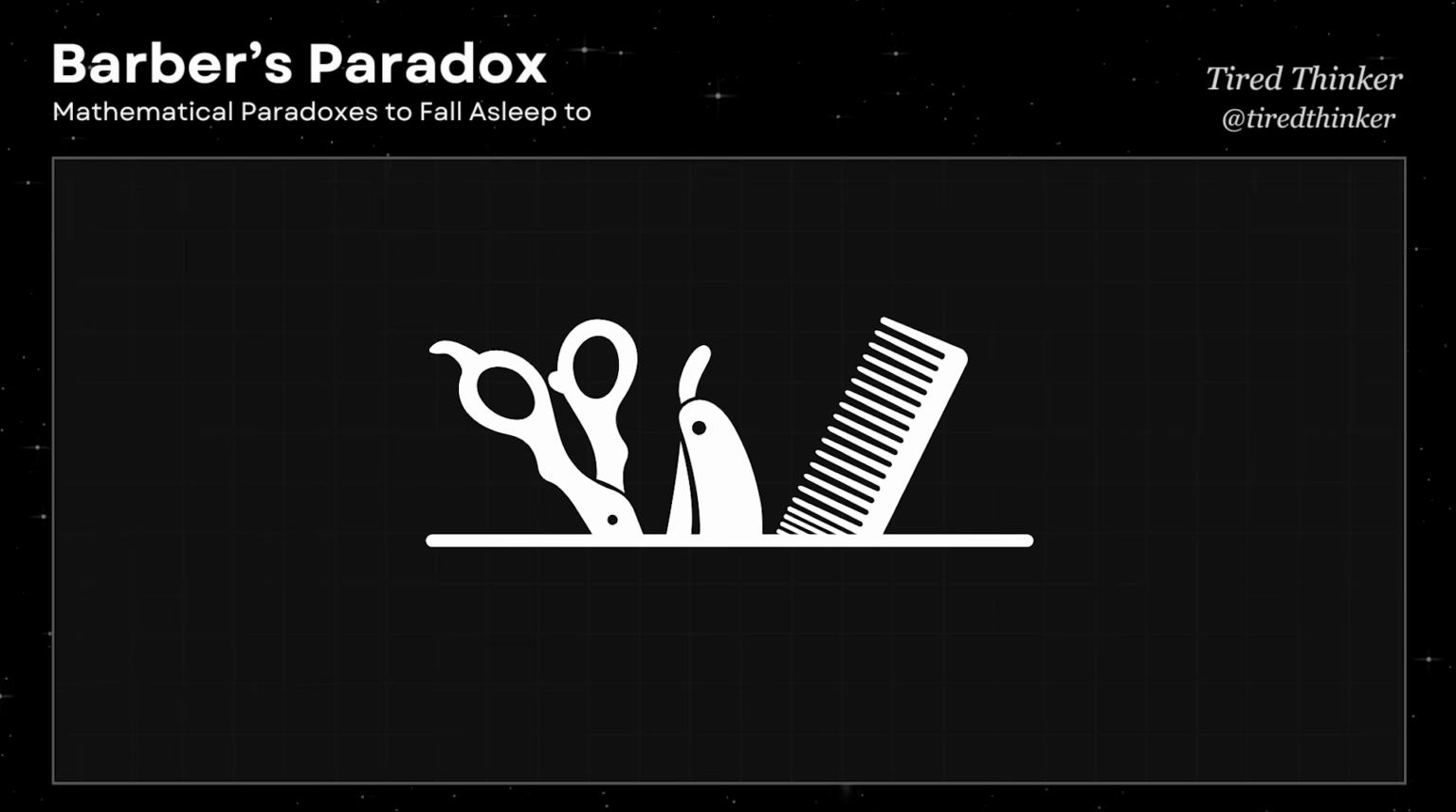If it includes itself, then it should not be listed, because it only includes books that do not list themselves. But if it is not in the catalog, then it fits the rule and must be included. Just like with the Barber, we get a logical contradiction. Russell's discovery had major effects on the foundations of mathematics.